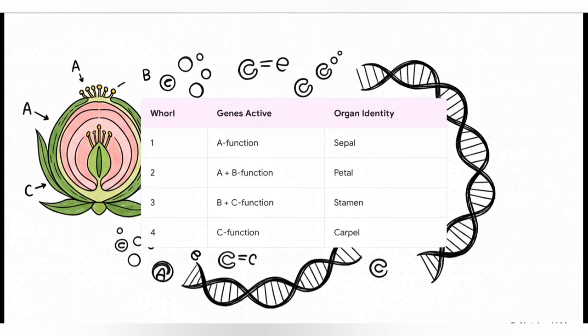It's so simple. In that outermost whorl, only class A genes are on, and A by itself gives you a sepal. In the second whorl, you get class A and class B genes working together. That combination gives you a petal. In the third whorl, it's B plus C, and that makes a stamen. And in the very middle, C all by itself makes the carpel. That's it. It's an amazingly simple little code.